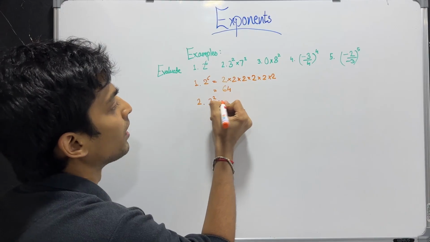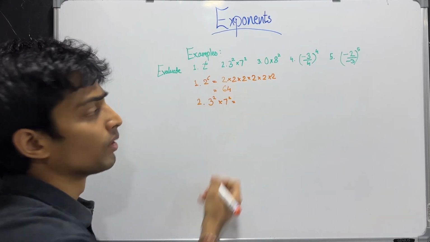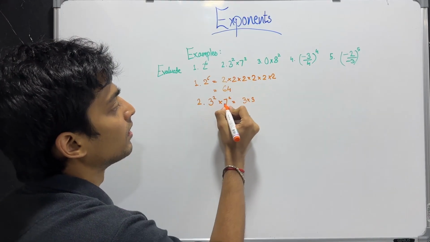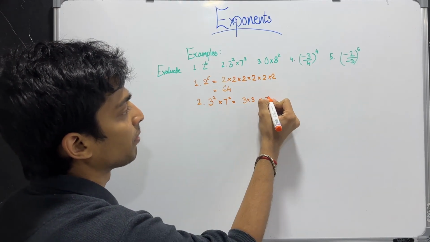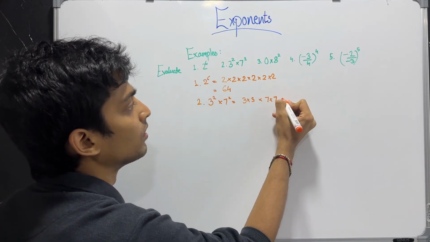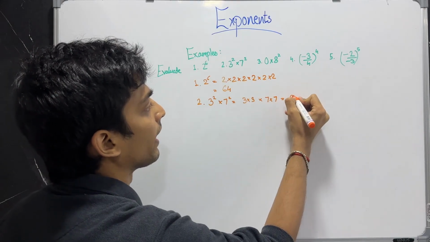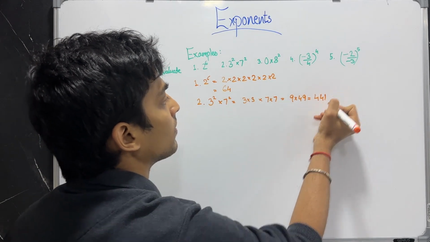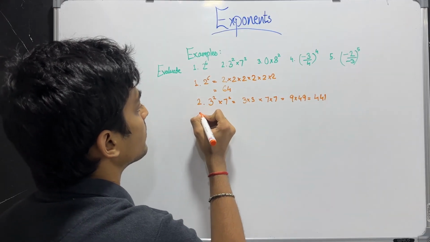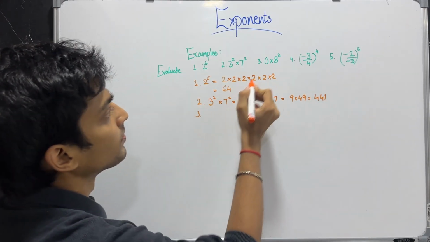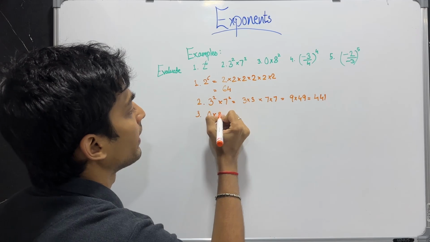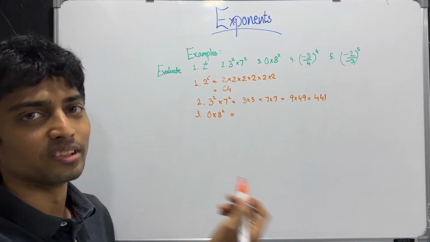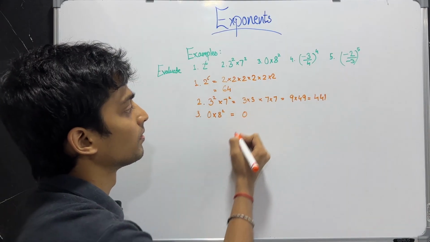Next one, 3 raised to 2 multiplied by 7 raised to 2. We can write this as 3 multiplied by 3 multiplied by 7 multiplied by 7. So we will get 9 into 49, which is 441. Third, 0 multiplied by 8 square. Now anything multiplied by 0 is 0, so we can simply write 0 here.